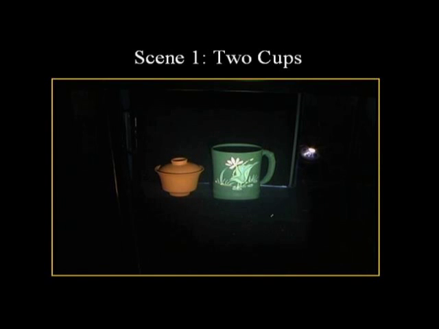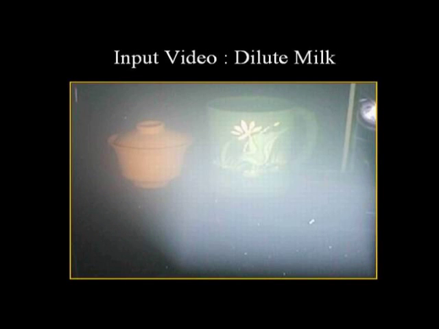The first experiment we show uses a scene that contains two cups. When the tank is filled with dilute milk, the adverse effects of scattering are clearly seen in the floodlit image of the scene. Now, we show light stripe scanning in dilute milk. Notice the light plane itself becomes brightly visible due to scattering, which makes it difficult to detect the intersection of the light plane with the object using simple thresholding.